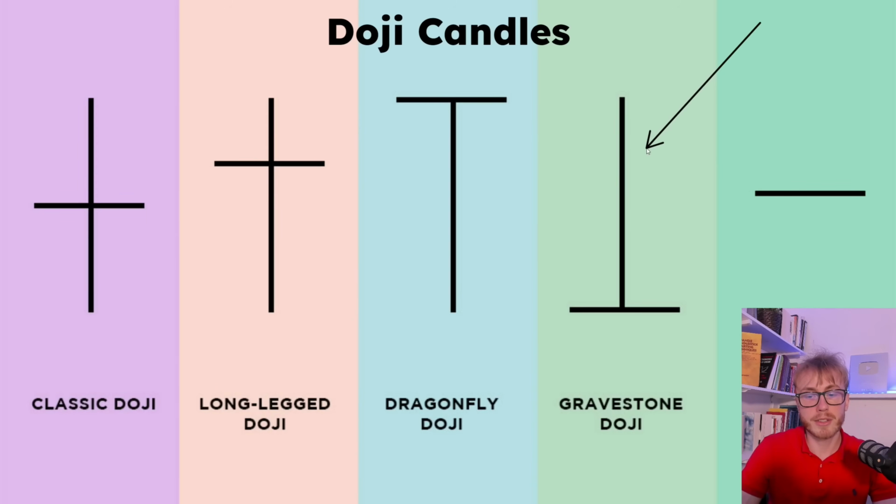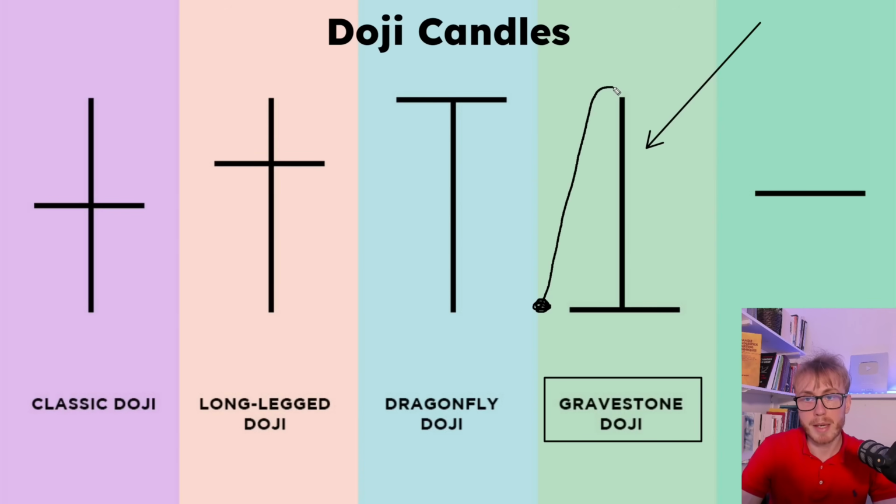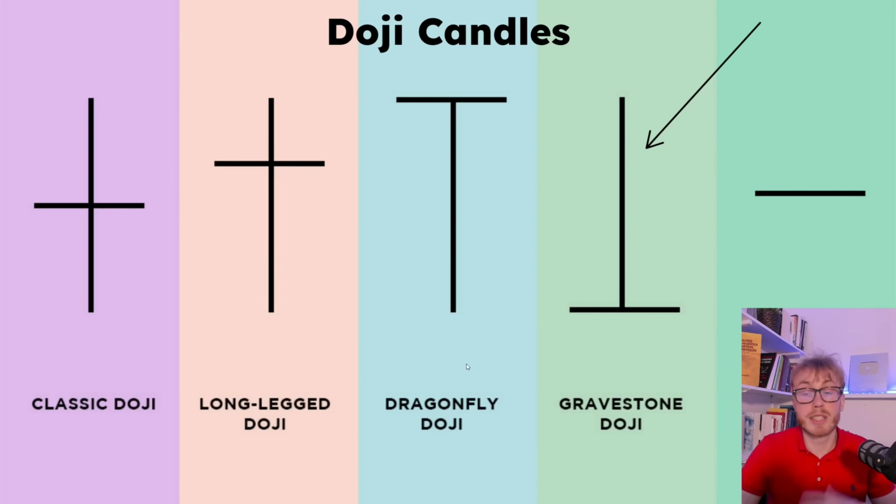The next Doji candle, the Gravestone Doji, is pretty much the opposite of the Dragonfly. You can see in this case it opened all the way down here. The bulls managed to push the price up, but before the close of the candle, the bears took full control once again and managed to push the price down to the opening price. So this right here is a bearish reversal pattern, especially if it comes after an uptrend.